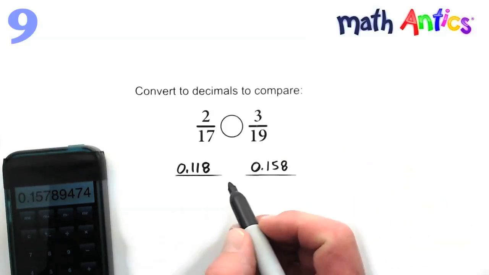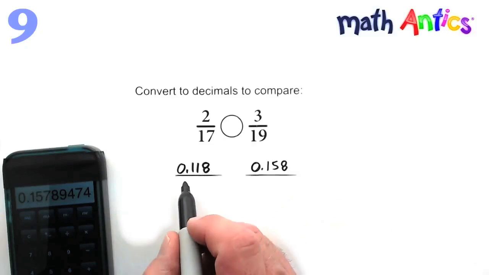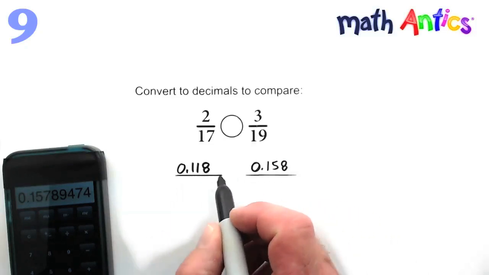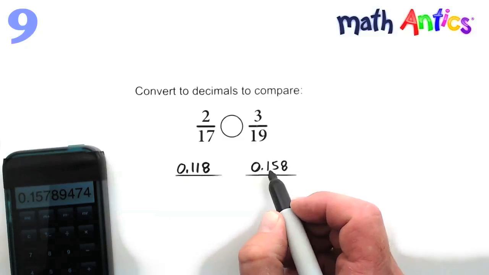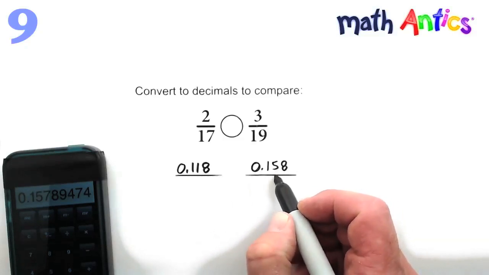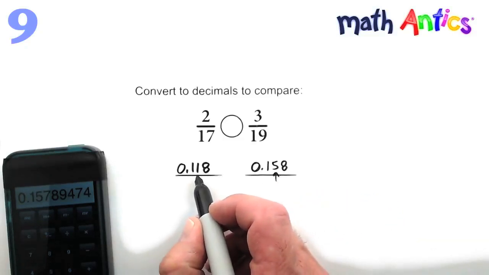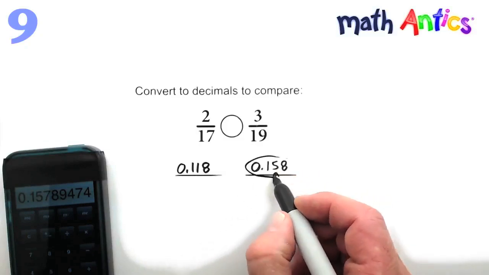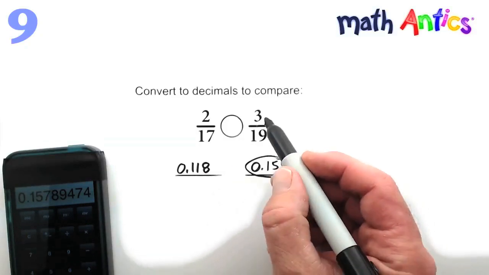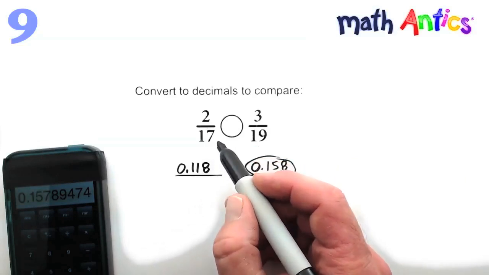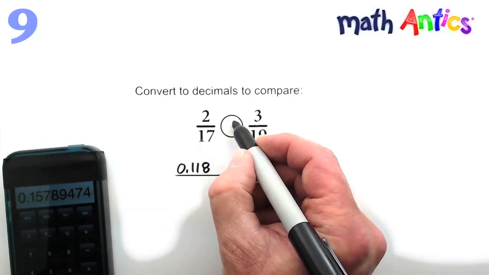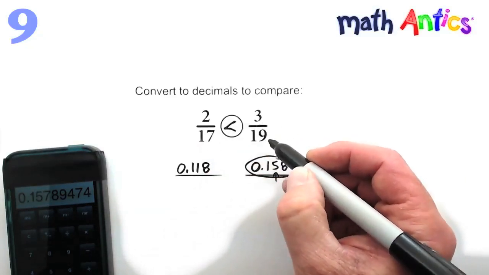0.158. So we can see, if you know how to compare decimals, we just go digit by digit and see which one is bigger. 0.1, 0.1, those are the same, but the next digit here is a 5, and the next digit here is a 1. So this is greater here. That means the fraction 3 over 19 is going to be greater than 2 over 17, or 2 over 17 is less than 3 over 19.